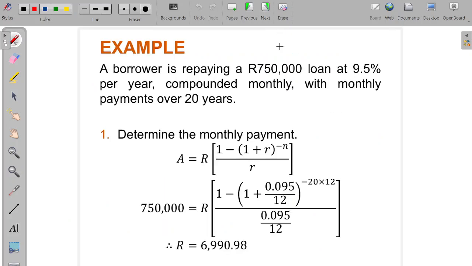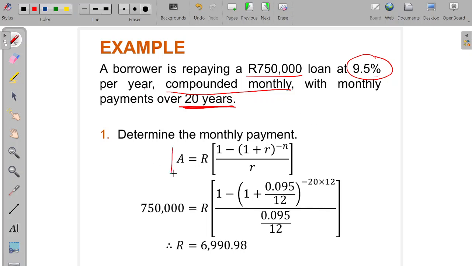All right, so let's take this question. A borrower is repaying this loan at 9.5% per year, compounded monthly, with monthly payments over 20 years. The first thing is to determine the monthly payment. Look at the question: it did not say at the beginning or in advance, so we use ordinary annuity and not annuity due.